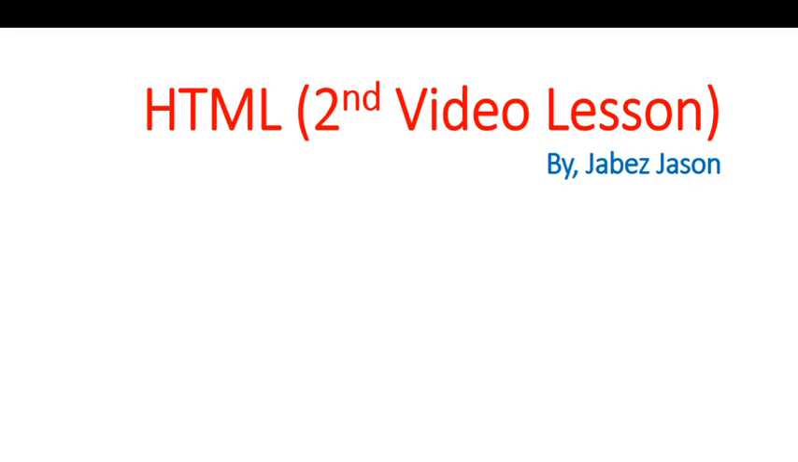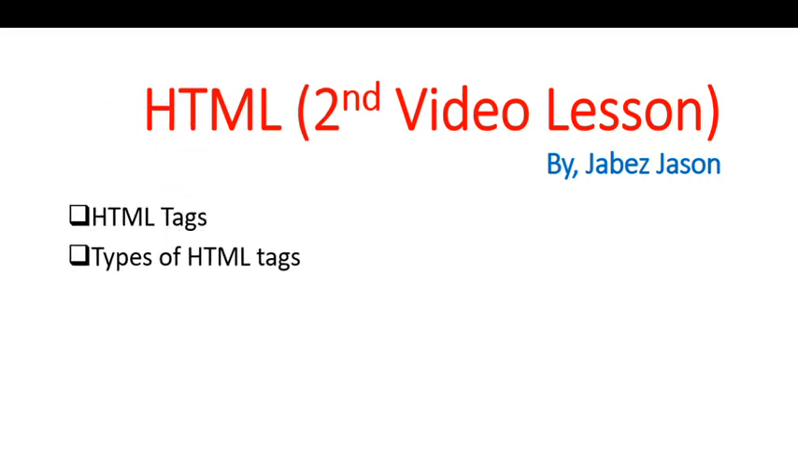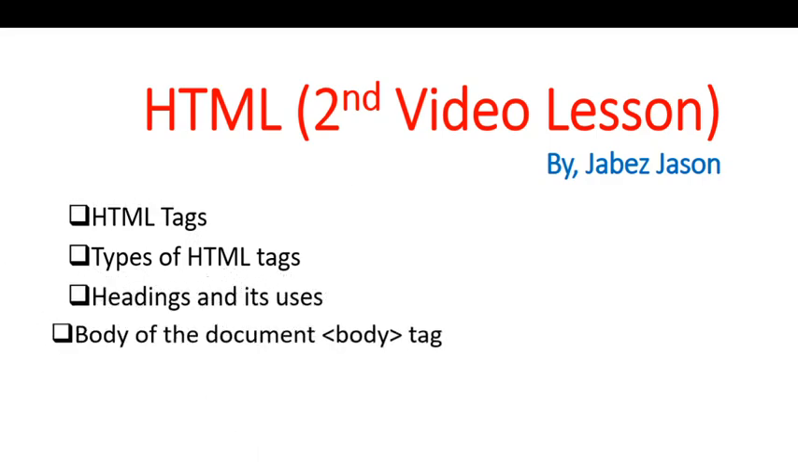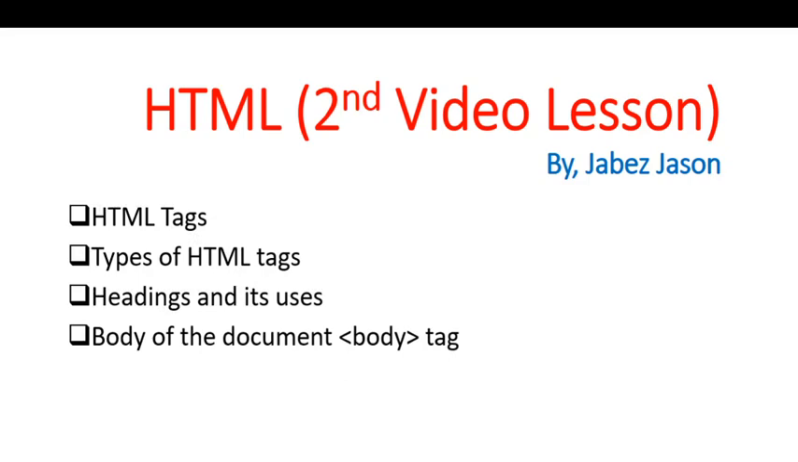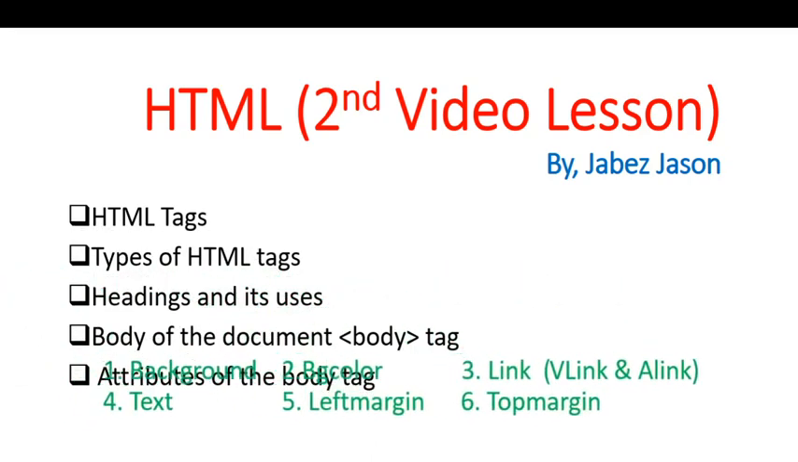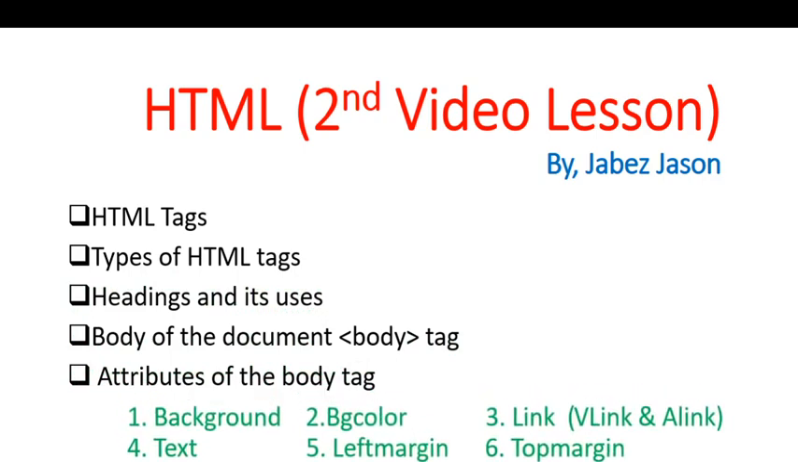So today we are going to learn this HTML second video lesson. What are we going to learn? The first one, HTML tags. Then the second one, the types of HTML tags, and then the headings and their uses. Then the body of the document, that is the body tag, the most important tag, and then the attributes of the body tag. I have picked up 6 attributes of the body tag, so we are going to learn them one after another.